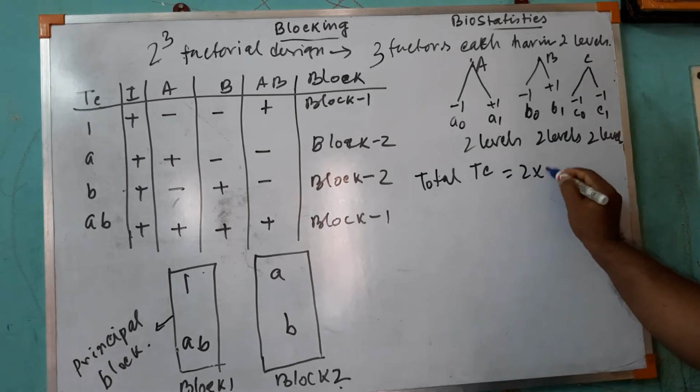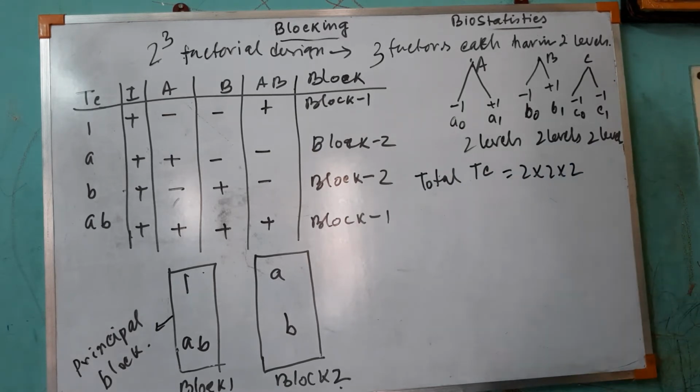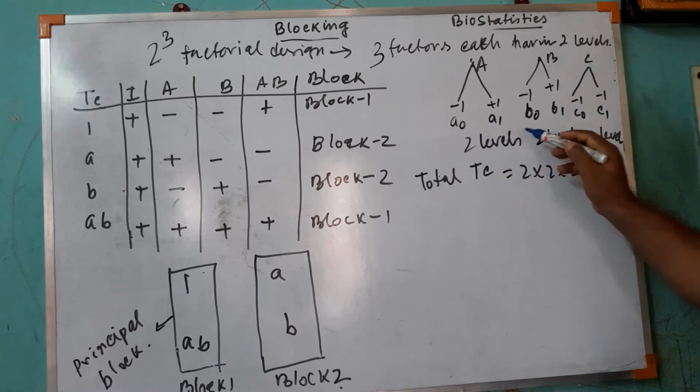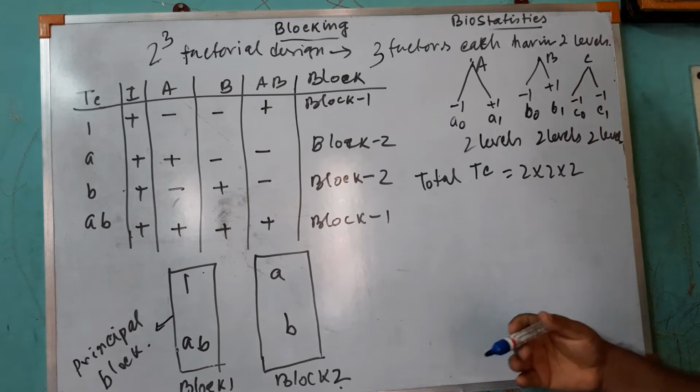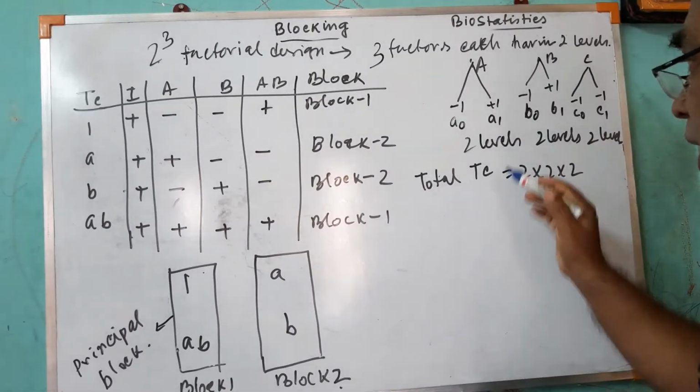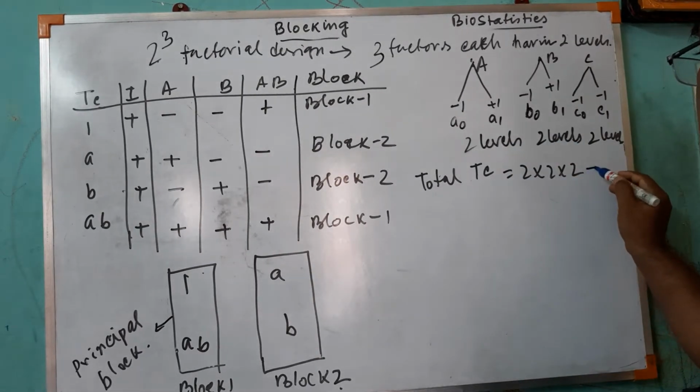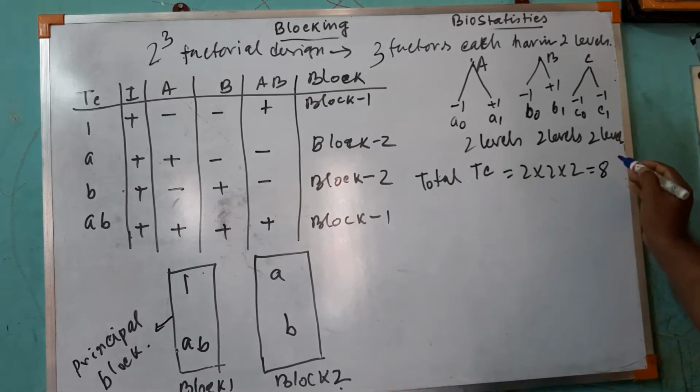Total treatment combinations equal 2 into 2 into 2. You have to multiply all the levels. That is 2 into 2 into 2, which comes to 8 treatment combinations. Total treatment combinations is 8.